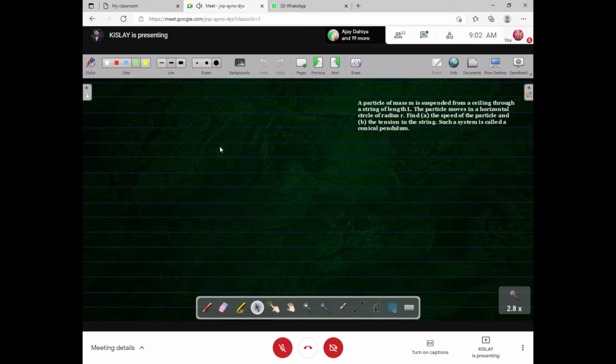A particle of mass m is suspended from a ceiling through a string of length L. The particle moves in a horizontal circle of radius r. Find the speed of the particle and the tension in the string. Such a system is called a conical pendulum.